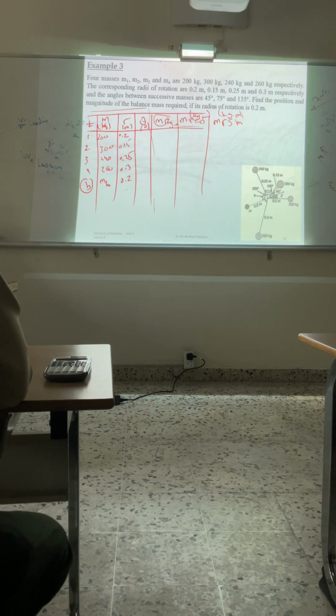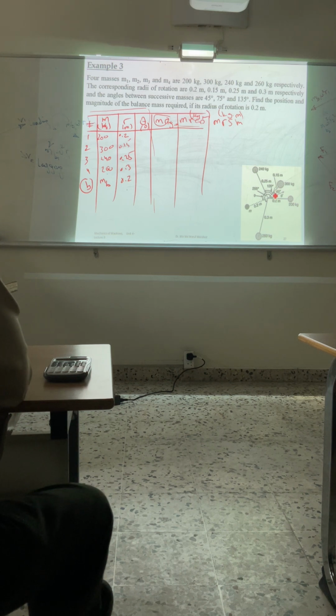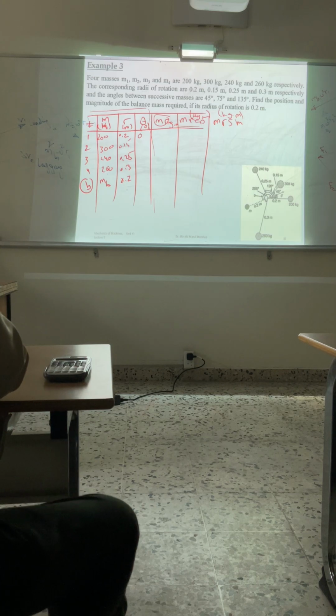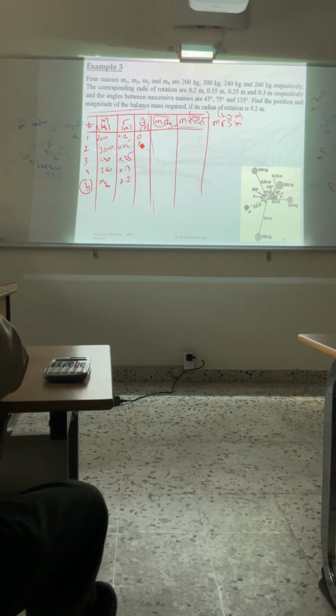0.2. Now for the theta, it's your decision, but I can figure out the values of theta. Be careful, guys, because he said the angle between successive masses is given. What does it mean? I have to add. If you assume that M1 is the reference for the angle, this means that theta 1 is how much? Zero. And then you add up the successive angles. When I say successive angle, 0 plus 45 means the angle between M1 and M2. So this is 45.